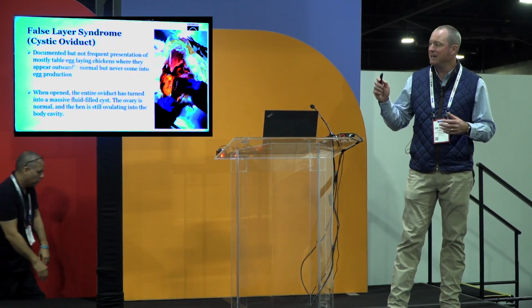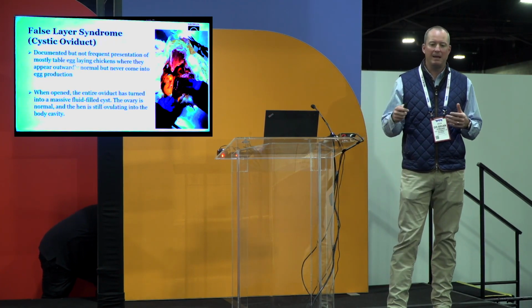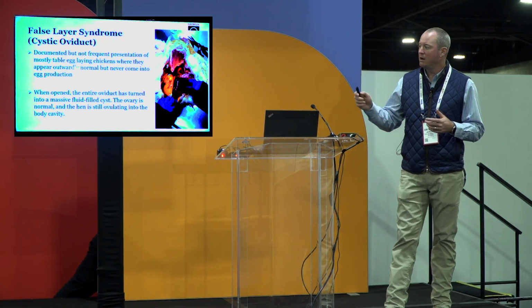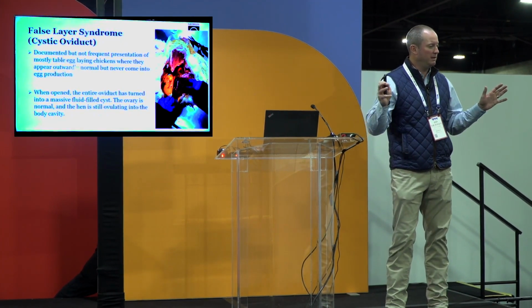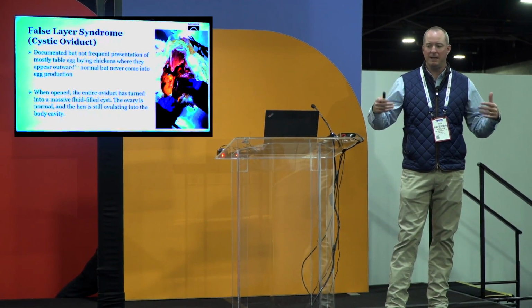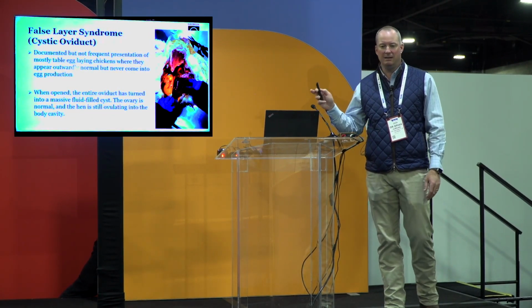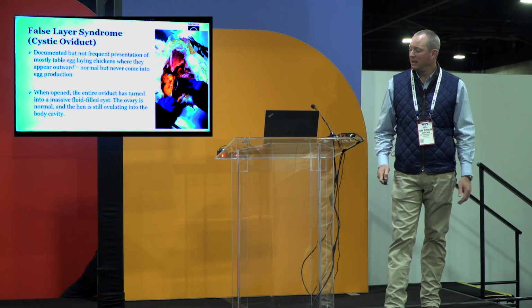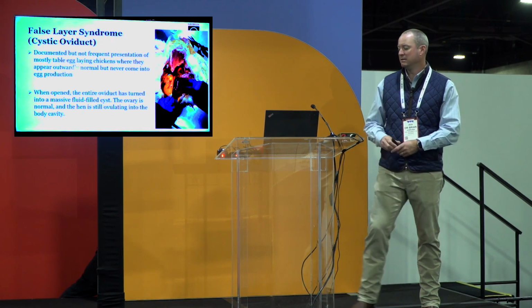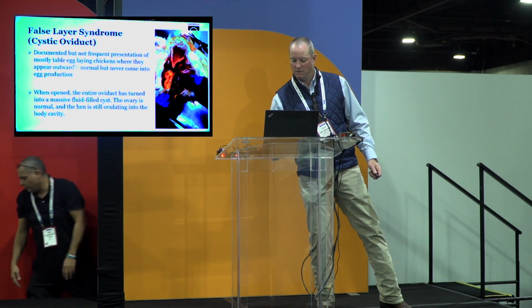False layer syndrome and cystic oviduct, those terms are used interchangeably here in the U.S., is a documented but not frequent presentation, mostly in table egg laying chickens, where the birds appear outwardly perfectly normal. They don't look sick, they're fully fleshed, feathering looks very good, but those birds never lay an egg. They never come into production.